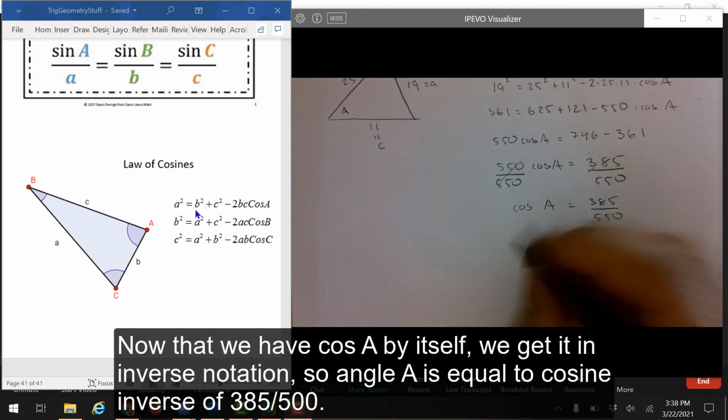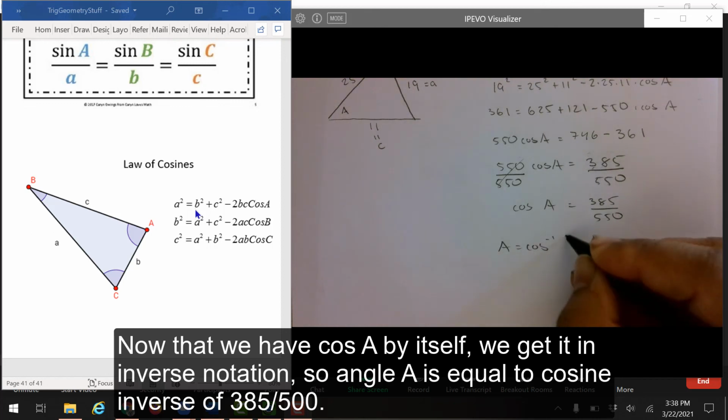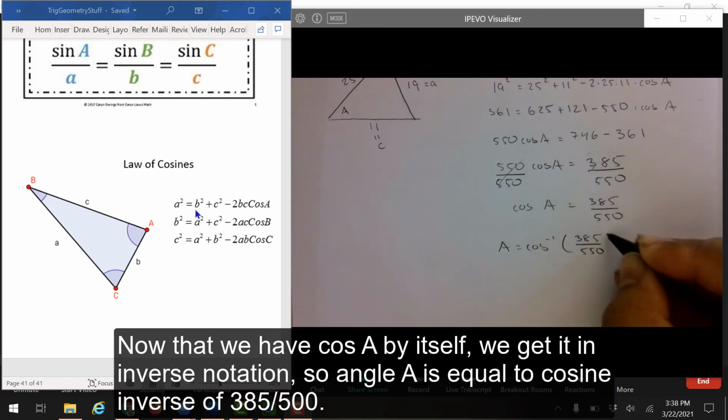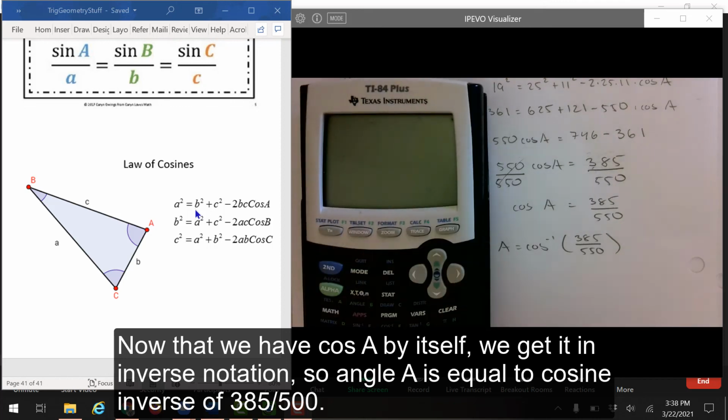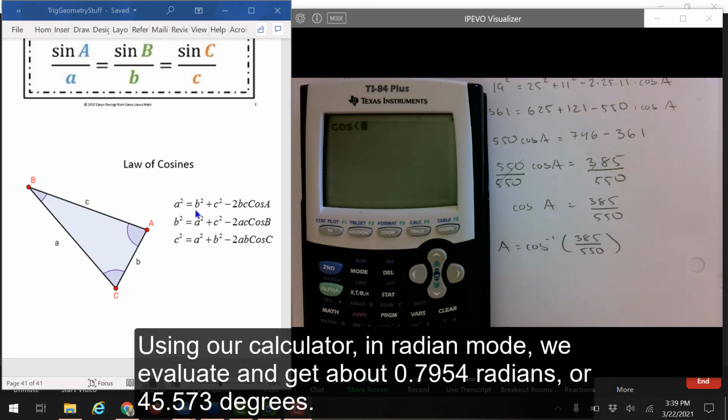Now that we have cosine A by itself, we get it in inverse notation. So angle A is equal to cosine inverse of 385 over 500. Using our calculator in radian mode, we evaluate and get about 0.7954 radians or 45.573 degrees.